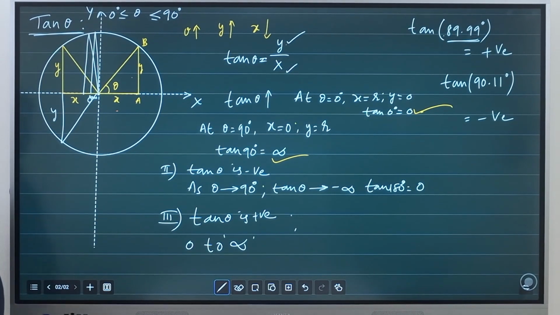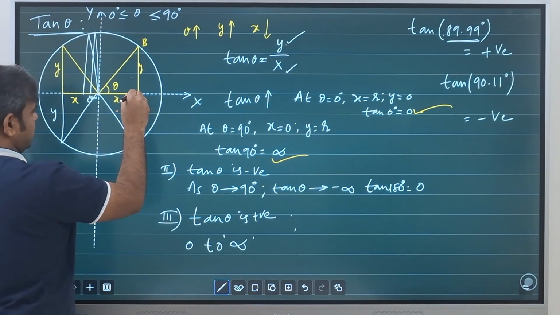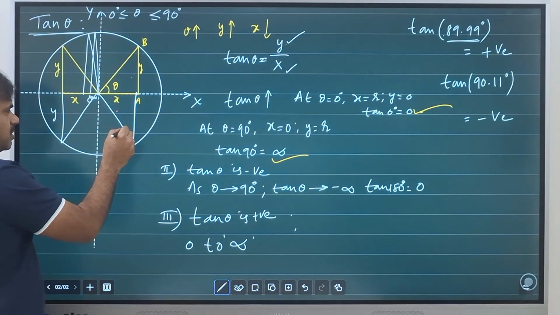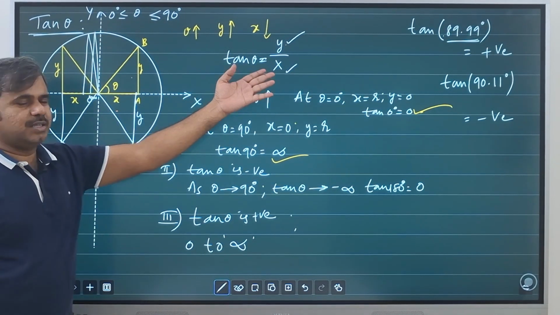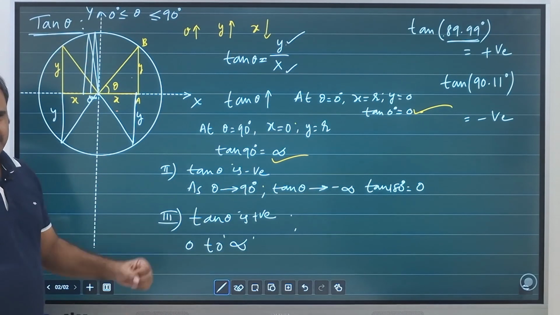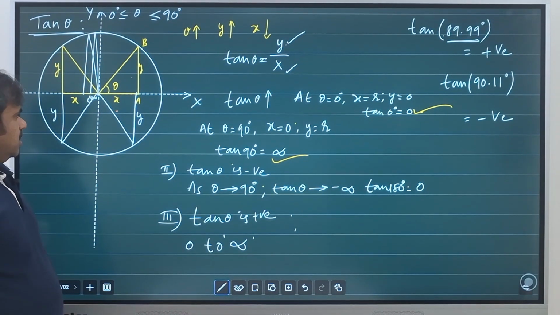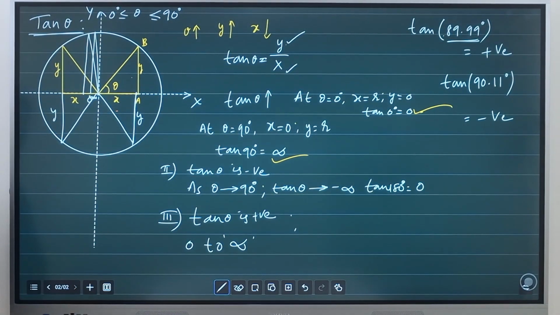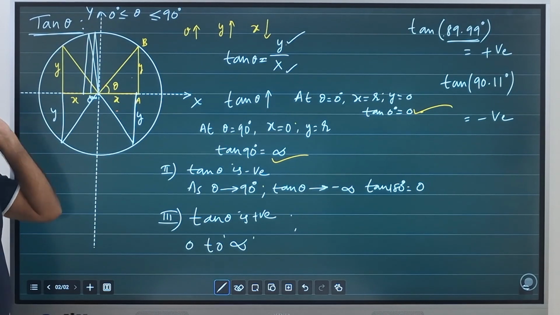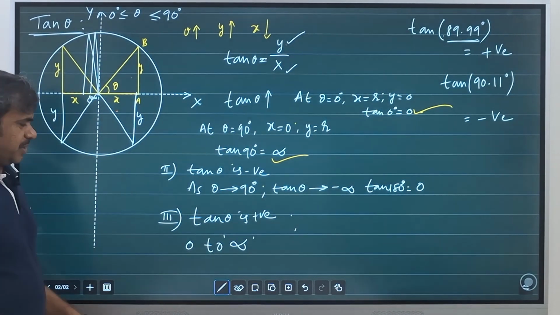Similarly, you can understand what happens in the fourth quadrant. In the fourth quadrant, x is positive, y is negative, so tan theta is negative. Tan theta is negative in the fourth quadrant, and it changes from minus infinity to 0. You can find out.